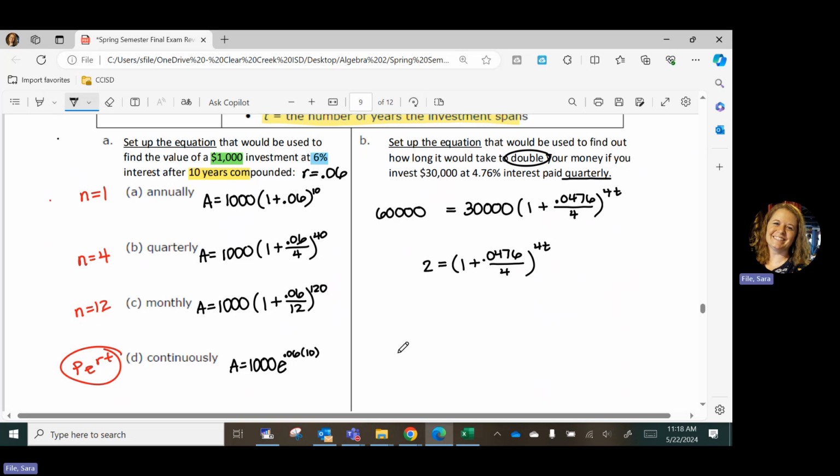That would work for any principal amount. This is how long it would take to double your money, no matter what your initial investment was. That's how you would solve it.